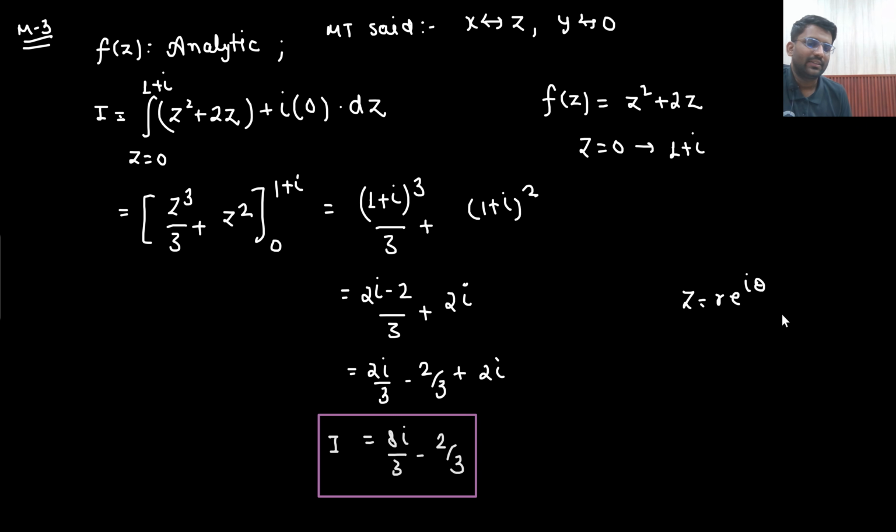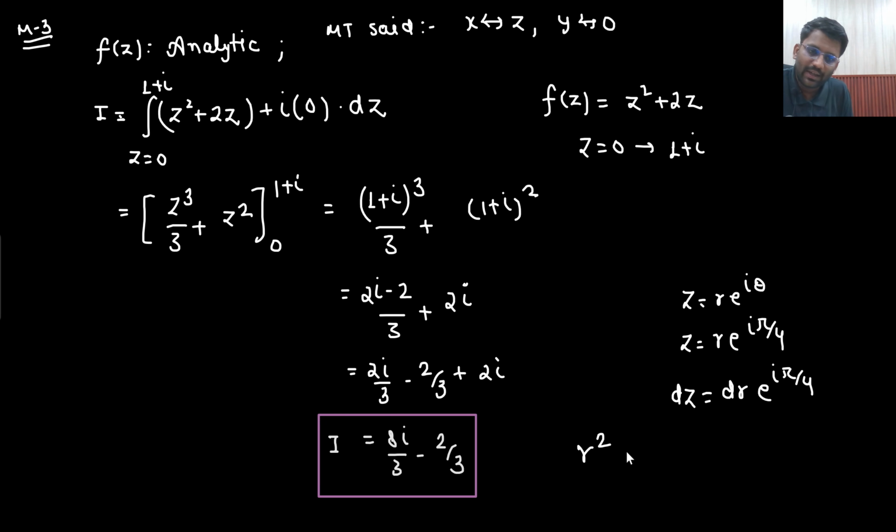So here I would have done z equals r e to the power iota theta. So z equals r e to the power iota pi by 4. So e to the power iota pi by 4 is fixed this time. So dz equals dr e to the power iota pi by 4. Now in place of z, I will put r. Z square will become r square e to the power iota pi by 2, plus 2z would become 2r, and your dz would become dr e to the power iota pi by 4. Now e to the power iota pi by 4 can go inside.